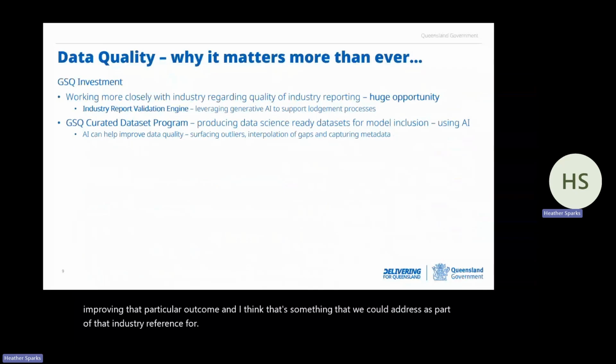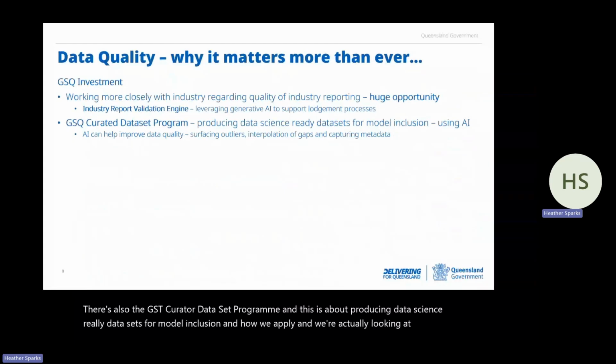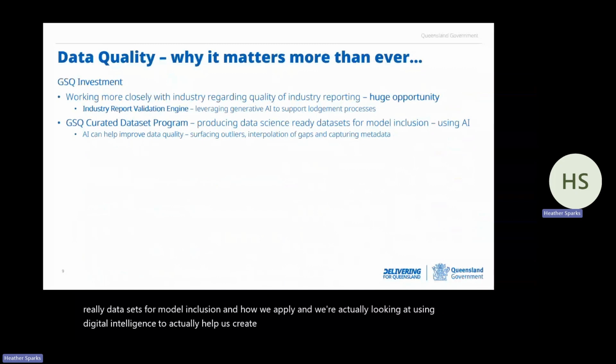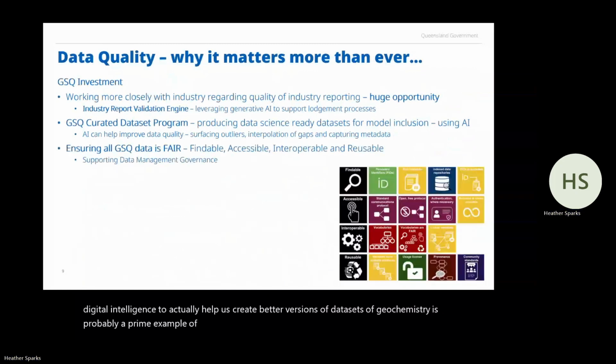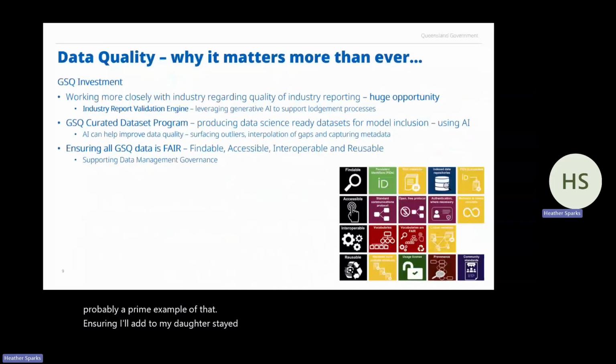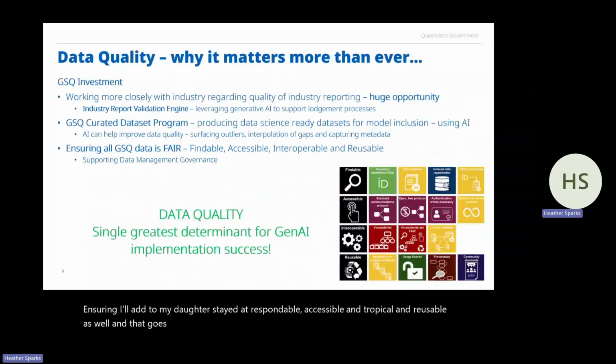There's also the GSQ curated dataset program, and this is about producing data science ready datasets for model inclusion. We're actually looking at using artificial intelligence to help us create better versions of data sets. Geochemistry is probably a prime example of that. Ensuring all our data is FAIR, that it's findable, accessible, interoperable, and reusable as well, and that goes without saying. And I think, in my very humble opinion, data quality is really the single greatest determinant of Gen AI implementation success. Again, that's why we need this collaboration.